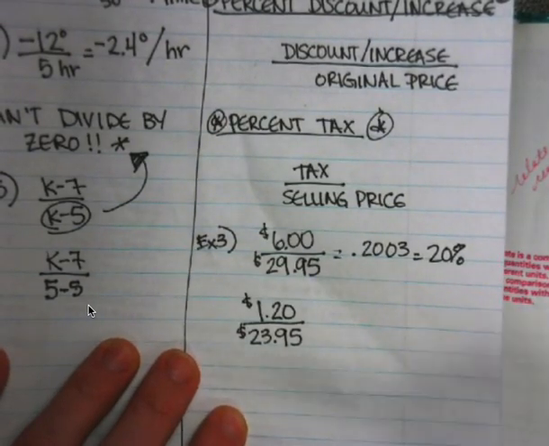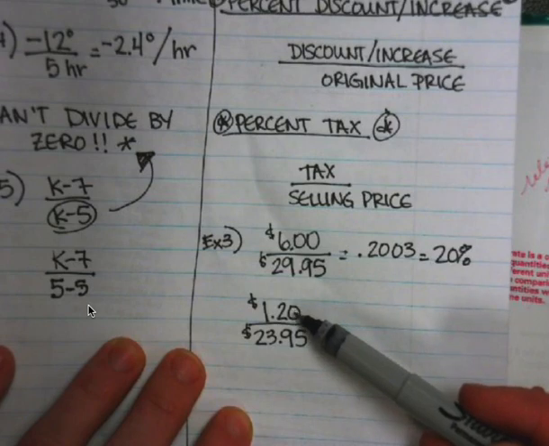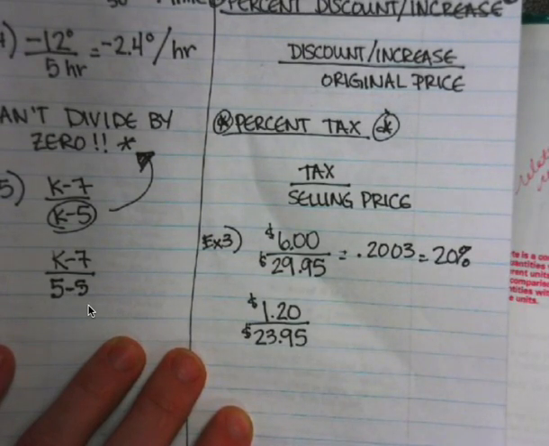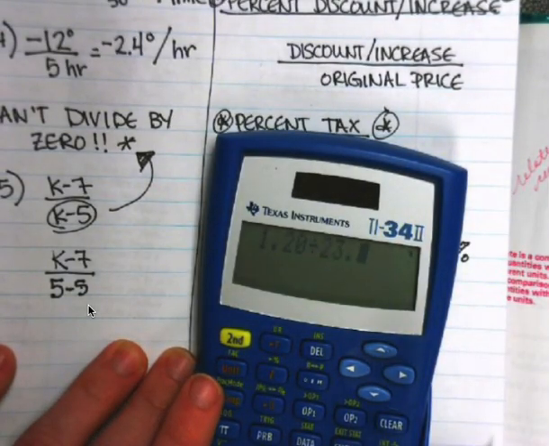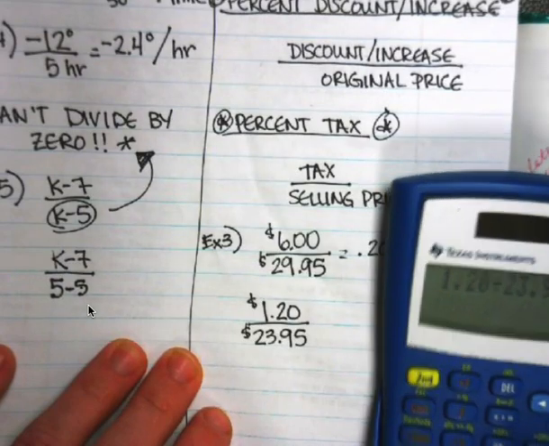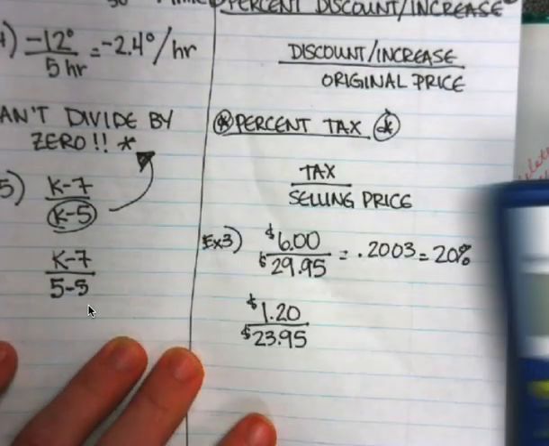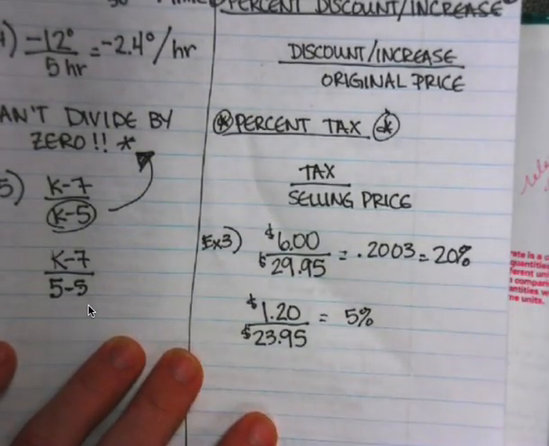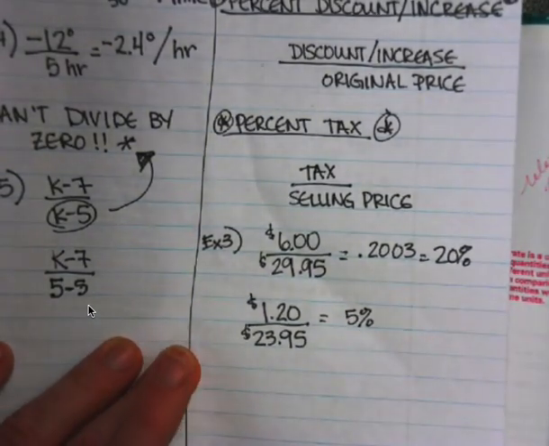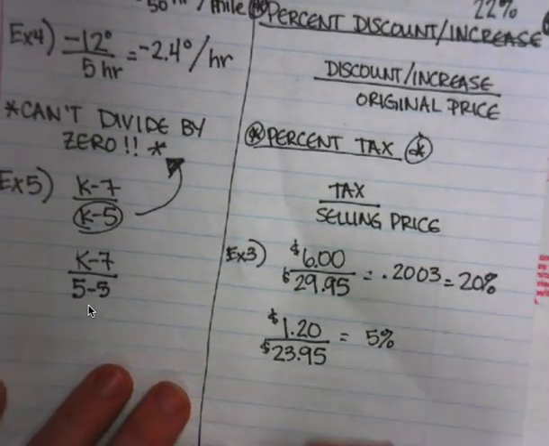And again, this ratio is going to allow me to find what percent of the price that I'm paying is the tax. So we would do $1.20 divided by $23.95. And it looks like 5%. So there's 5% tax on there.